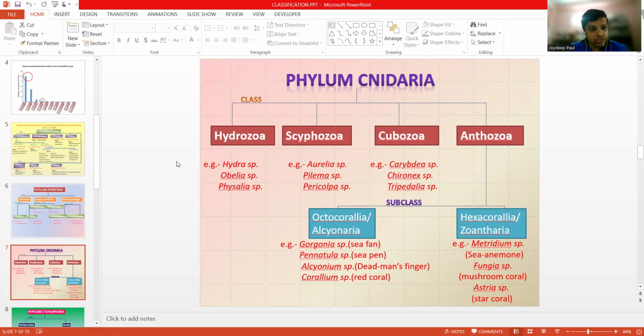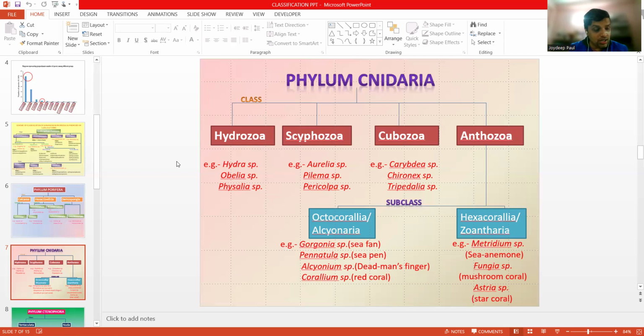Next, individuals are known as zooids. Body shape: the anterior end of the body has a hypostome on which the mouth is present, surrounded by tentacles, but the anus is absent. Possesses nematocysts or stinging organelles, which serve the function of paralyzing the prey by injecting poison, or to hold the prey, or are used for adhesion. So there are lots of different functions for this stinging organ.